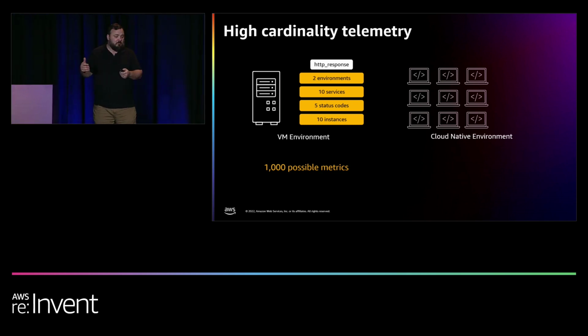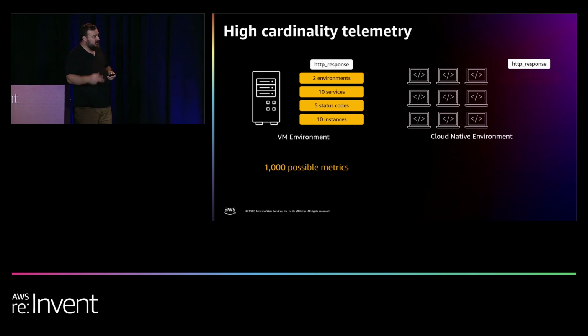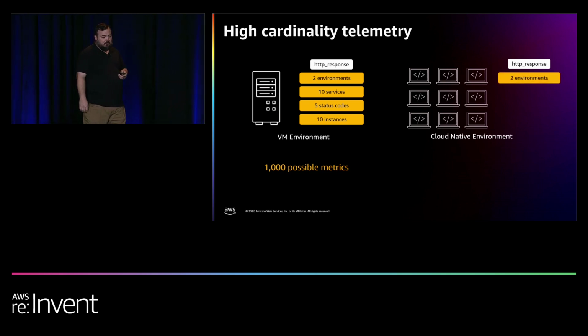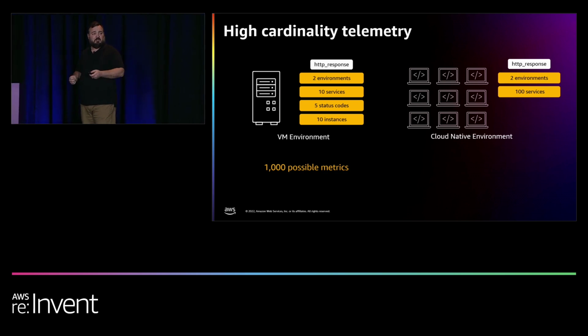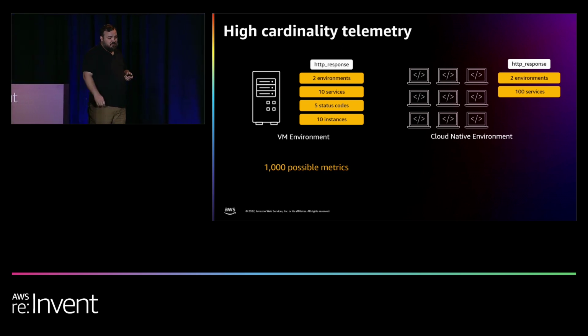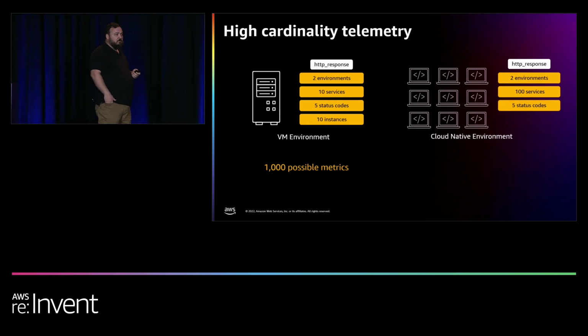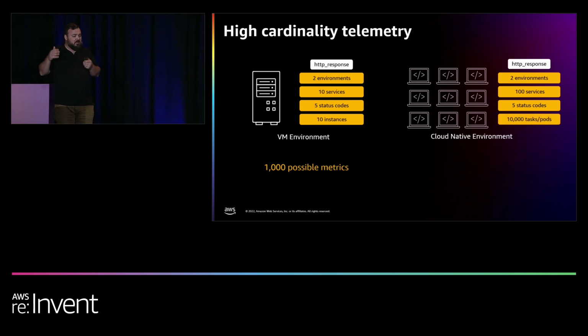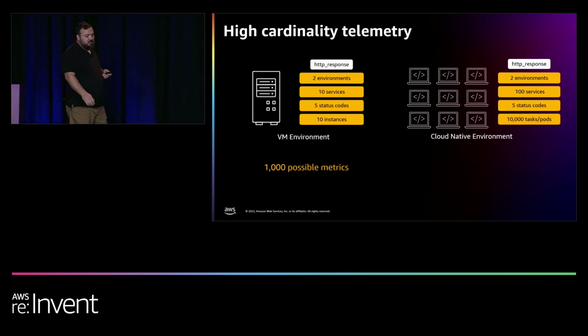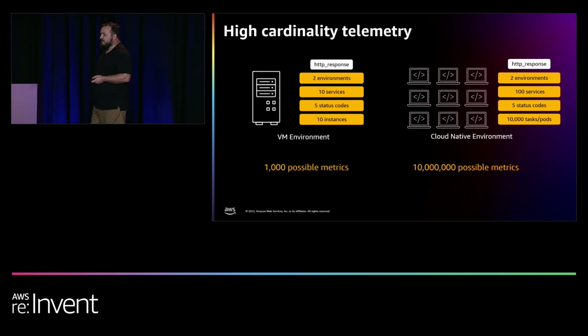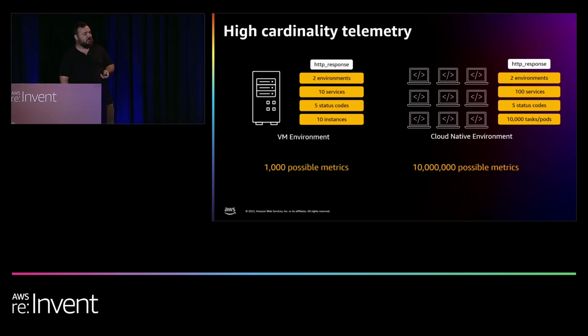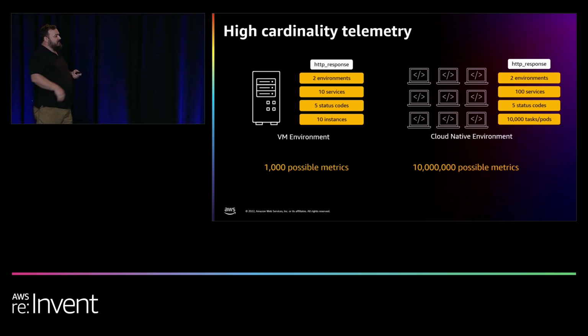Now let's shift to a more modern architecture. So same metric, HTTP response, we're measuring latency. We still have 2 environments, dev and prod. Now we have 100 services. We're starting to break down that monolith, and we have more microservices. We still only have 5 status codes, but maybe these services now are super ephemeral, and they're tasks or pods or whatever container system you're using, but we have about 10,000, let's just call them pods. We're using EKS. We have 10,000 pods. How many metrics is this? This is 10 million potential metrics. So we've gone from 1,000 potential metrics in our monolith to over 10 million in this fictitious example of moving to a modern architecture.